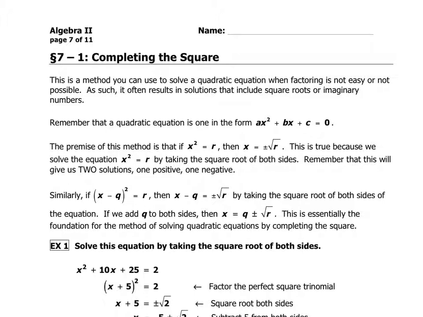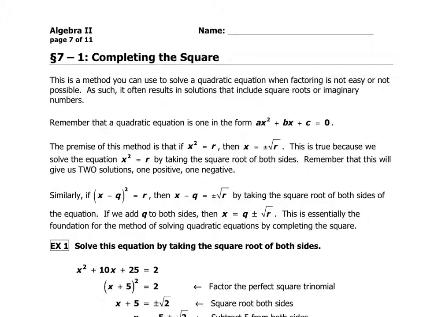I'm going to talk to you today about using the method of completing the square. This is a method that you can use to solve quadratic equations when factoring is not easy or when it's not possible, because not all quadratic equations can be factored. As such, it often results in solutions that include square roots or even imaginary numbers.